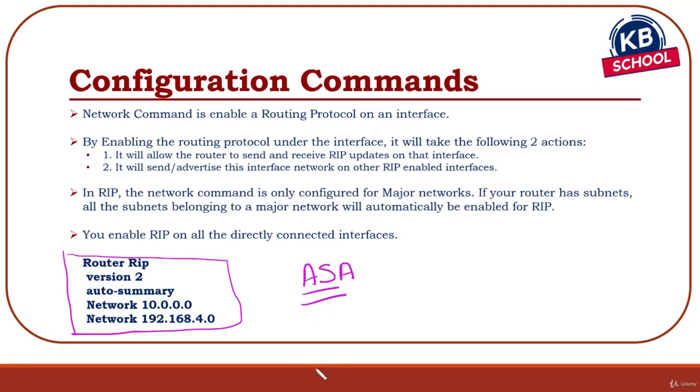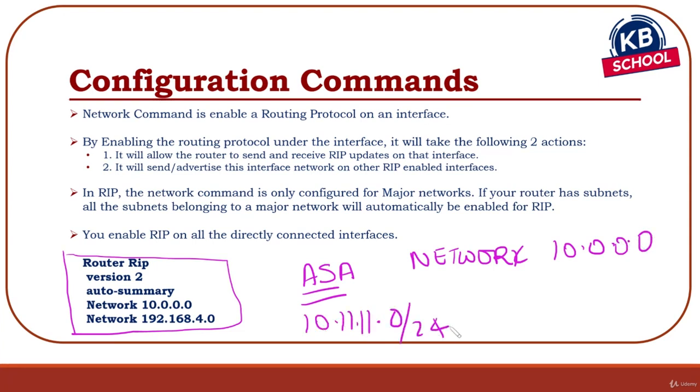Again, just like the router, on the ASA firewall the network statement is also based on major networks. So even if I had, for example, in my case, 10.11.11.0/24, I cannot say 10.11.11.0. I need to enable it on the major network 10. That means all subnets of 10 will be enabled by default. This is a major network, 192.168.4.0, so I'm enabling it on that as well. Those are the basic configuration commands for RIP, and as you guys can see, it's exactly the same that you have on a router and on the ASA firewall. They're identical to each other.